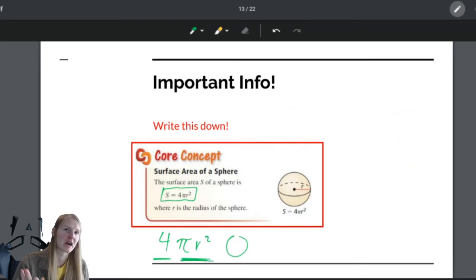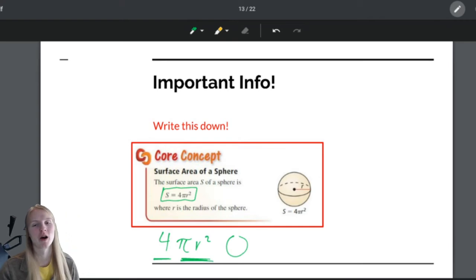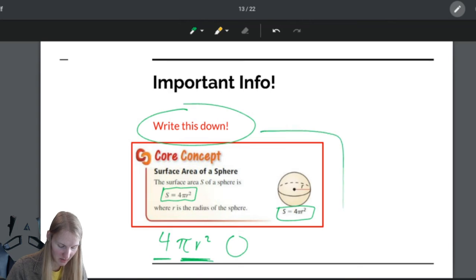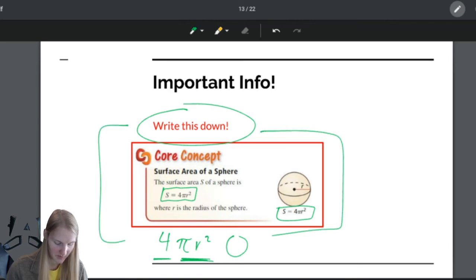There's a much better explanation than that in our textbook. So if you want that explanation, go check out the textbook. But I want to keep this video short for the people that just worked on this. So 4 times the area of a circle. That is the surface area of a sphere. Please put this entire box in your notes, and then we can move on to our examples.